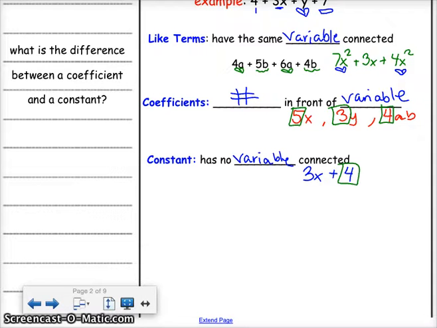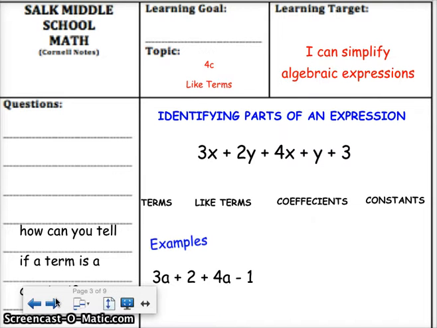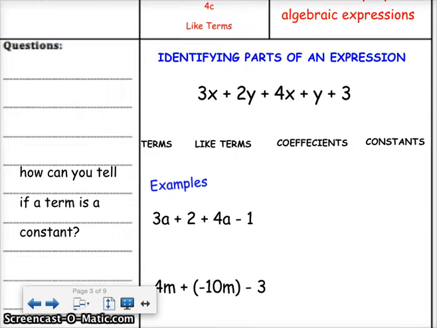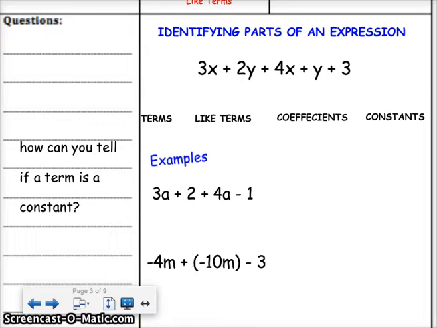to the actual application of identifying parts of an expression. Notice I'm talking about expression, so you're not going to see any equal sign. An expression does not have an equal sign. So, given the following, and today in your work, you're going to be given an expression such as the one above, and you are going to have to identify what are the terms, what are the like terms, what are the coefficients, and what are the constants. What I would do is just make a little chart. You could go vertically to list it as well.